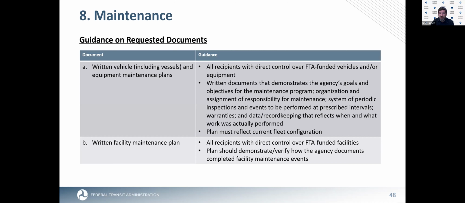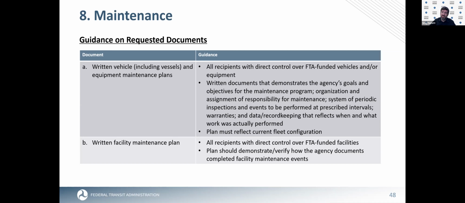Great, so here we are on maintenance now. The RIR is asking for, first off, a written vehicle and equipment maintenance plan. And of course, if you also operate some form of ferry service, you would include your vessels in this written vehicle maintenance plan. So really a maintenance plan should do a few things, and we have them listed here. It should demonstrate your goals and objectives for carrying out the maintenance program. It should also assign specific responsibility for who is maintaining the assets.